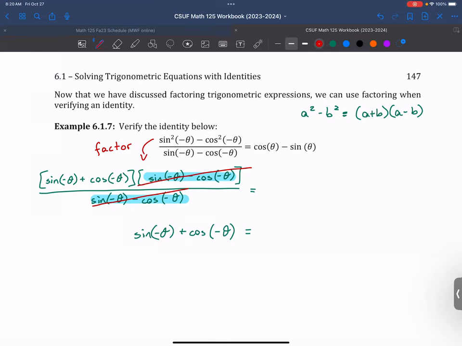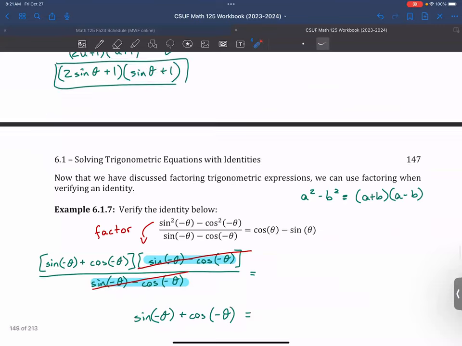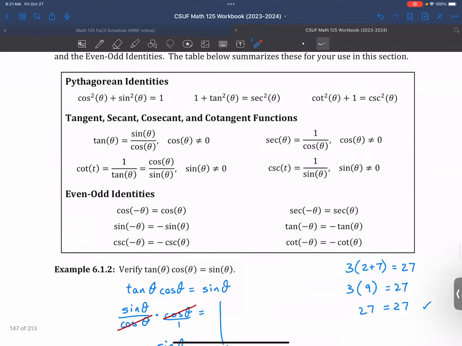And then how can I change these negative thetas to positive thetas? Which of the identities, because it's not factoring anymore, there's nothing left to factor. So which identity would we use to get rid of those negatives on the thetas? Any ideas? Oh, you guys can talk to me. I should be able to hear you now. We can go back and look at the identities here. What would allow me to change those negative thetas to positive thetas? Which identities? Even odd. Even odd, yeah.